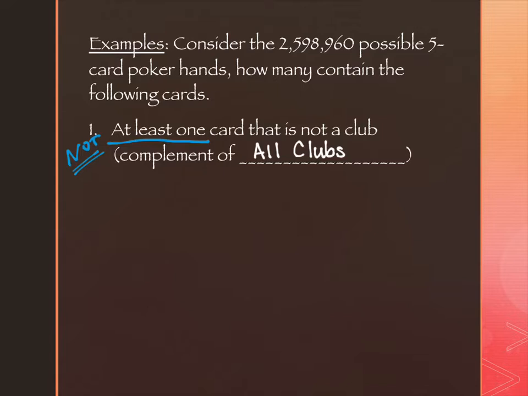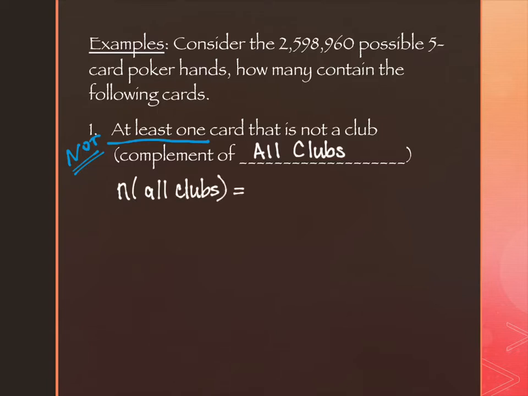So when you see at least one, make yourself a note. That's sort of like that red flag piece that says, I'm in the complement situation. So even if the part in parentheses isn't here, I need to be asking myself, what can I not have? What can I not have here happening? And this one is I can't have all clubs. So what does that mean I need to do? Well, it means I need to find out the number of ways I get all clubs. That's really what it means.